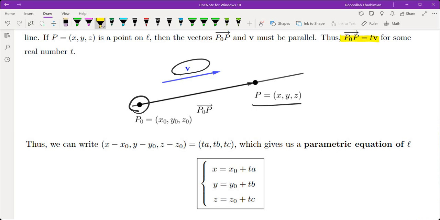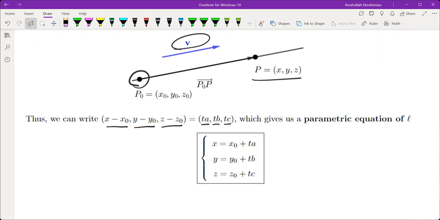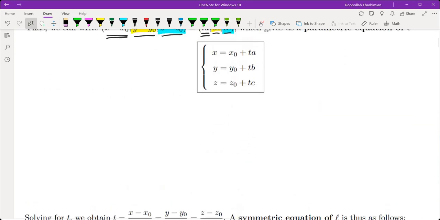When we write down P0P, we get x minus x naught, y minus y naught, and z minus z naught, and tv would be ta, tb, and tc. So setting these equal, we get x equals x naught plus ta, and then y equals y naught plus tb, and finally z equals z naught plus tc. This is called a parametric equation for the line L.